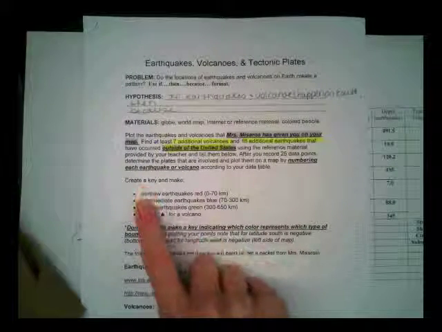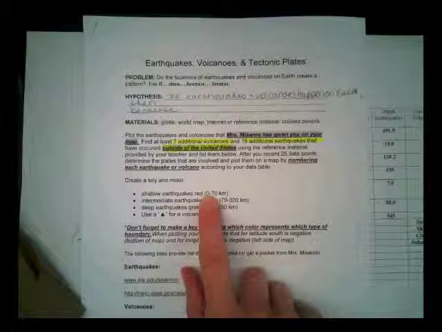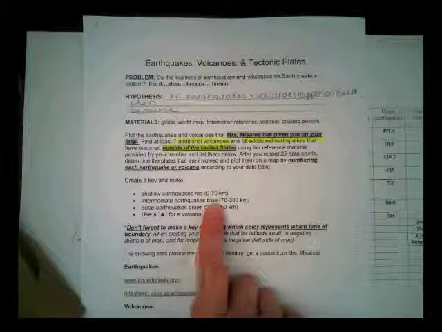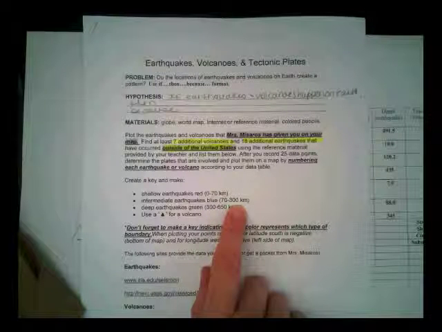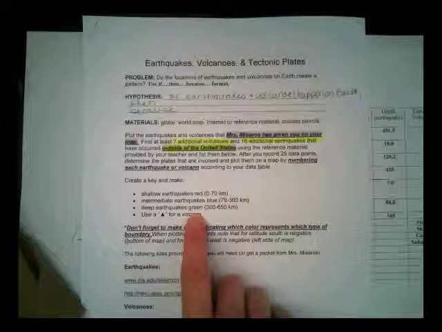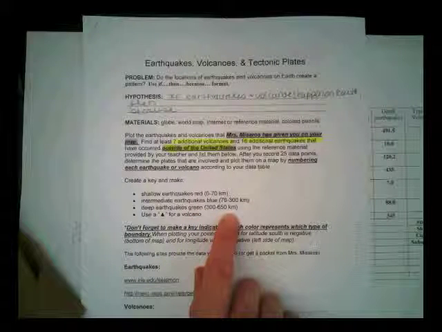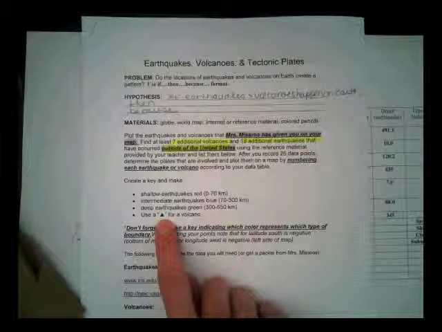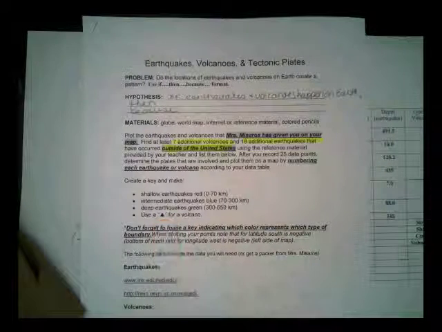So the shallow earthquakes are red, and they happen between 0 and 70 kilometers down inside the Earth. Intermediate earthquakes are blue, and they happen between 70 and 300 kilometers down into the Earth. And then deep earthquakes will be green, and they happen between 300 and 650 kilometers within the Earth. And then finally, you're just going to use a regular pencil to make a triangle for a volcano.